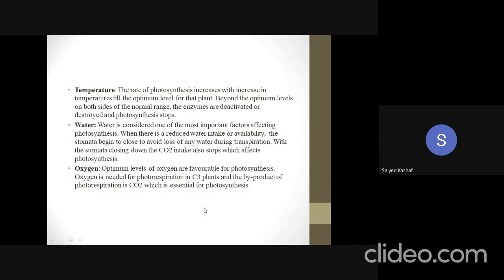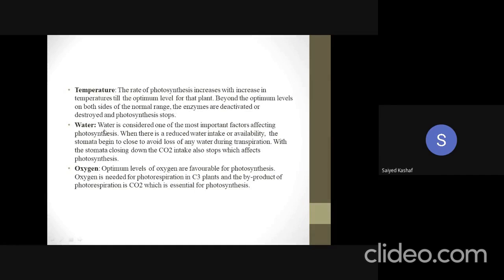Now another one is temperature. The rate of photosynthesis increases with increase in temperature. Now we know that each and every plant has its optimum level at which it shows its best production efficiency. So beyond the optimum level on both sides of the normal range, the enzymes are deactivated, right? Enzymes require the optimum temperature for their better efficiency and better work. So these enzymes are deactivated or destroyed, and photosynthesis will stop if the temperature increases or decreases.